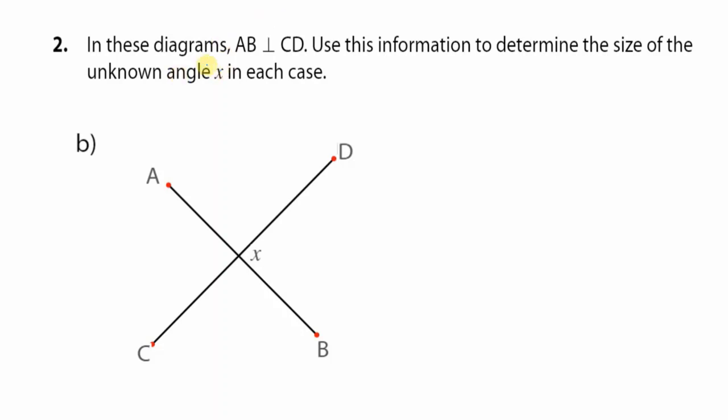So in these diagrams, this is now number 2, AB, oh, and by the way, this is the symbol for perpendicular. So AB, upside down T, symbol for perpendicular. So AB perpendicular to CD. So it means AB and CD meet at 90-degree angles.